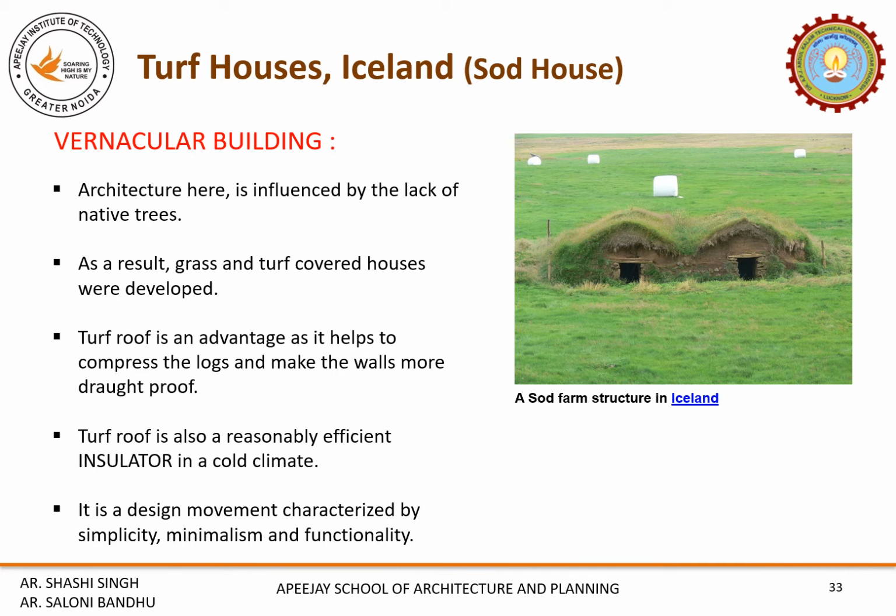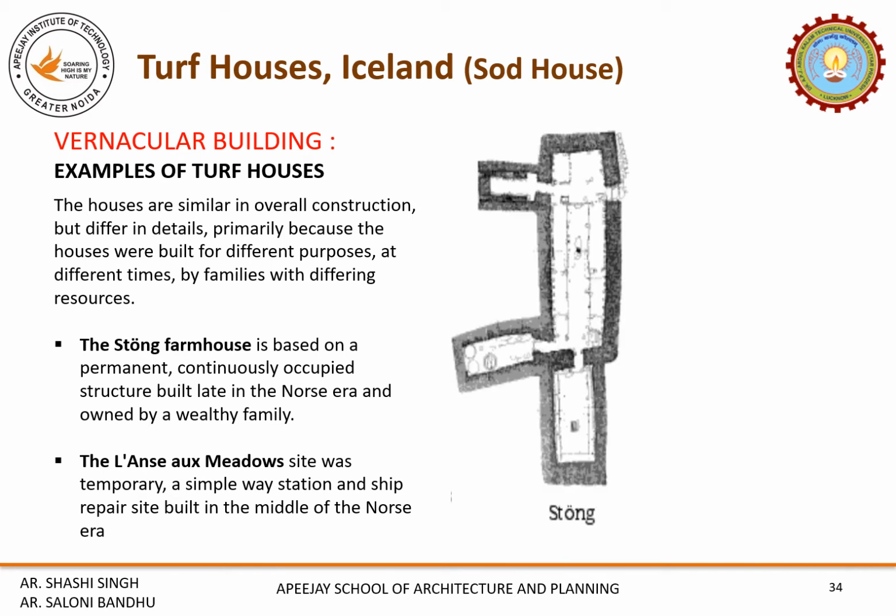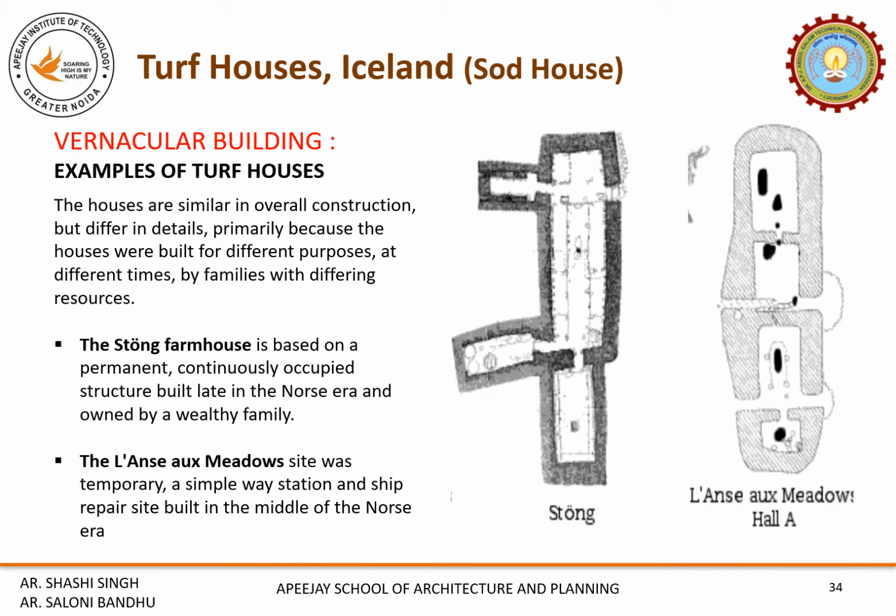The design of a turf house is characterized by simplicity, minimalism, and functionality. Here are some examples of turf houses. The houses differ on the basis of purpose, time, and family resources, but are similar in the overall construction technology followed. The stone farmhouse is a permanent continuously occupied structure built in the Norse era and owned by wealthy families. The Lennox Ox Meadows were temporary structures for ship repair from the mid of the Norse era.